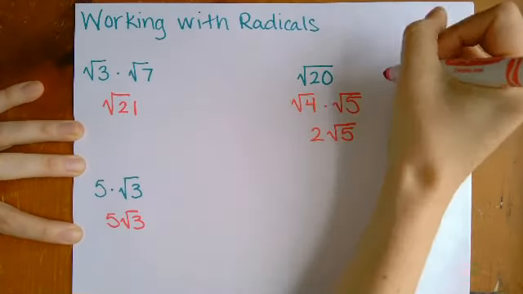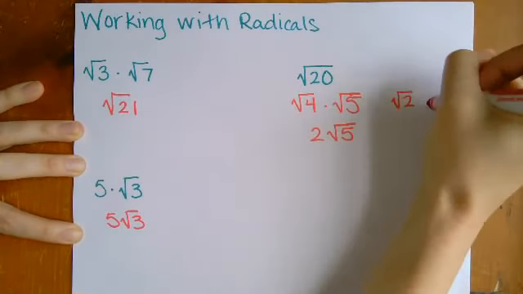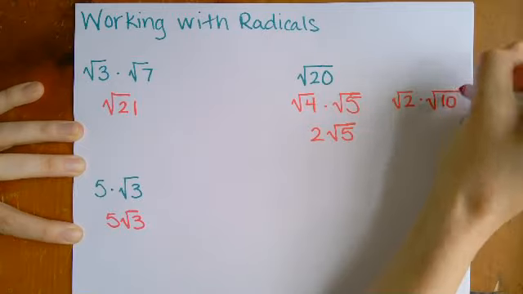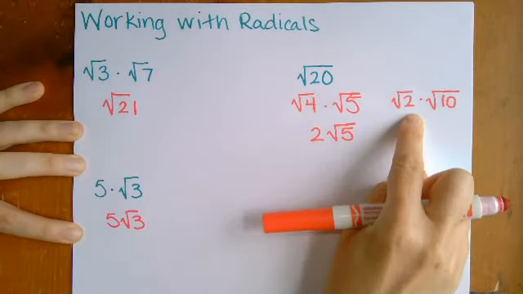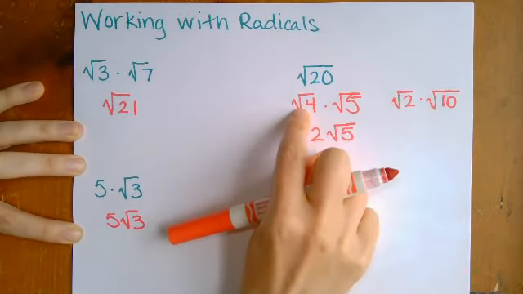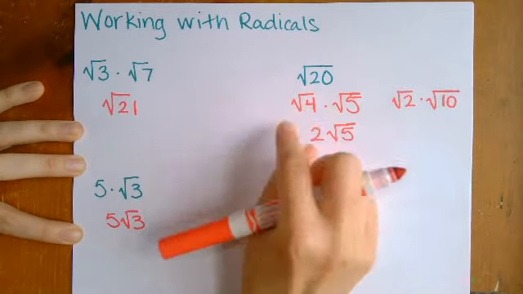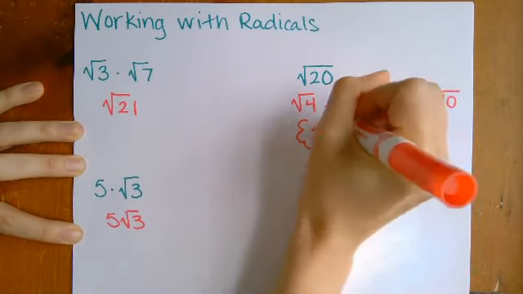I could have obviously broken up 20 into the square root of 2 times the square root of 10, but I wouldn't have been able to simplify anything there. So the reason I had picked 4 was because I could take the square root of 4. So when you're asked to simplify a radical, this would be the simplest version.